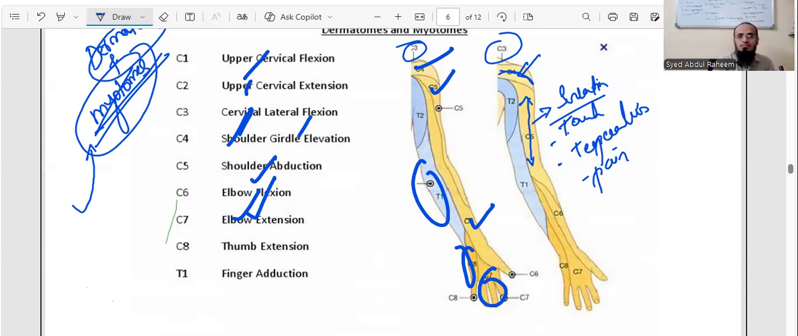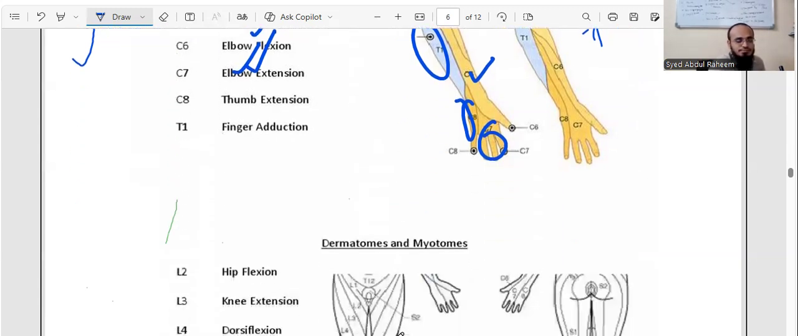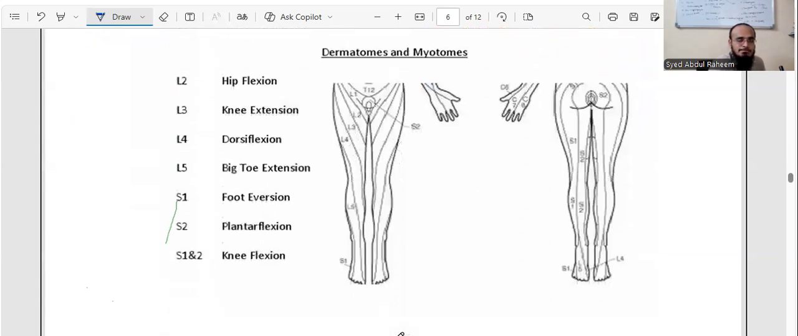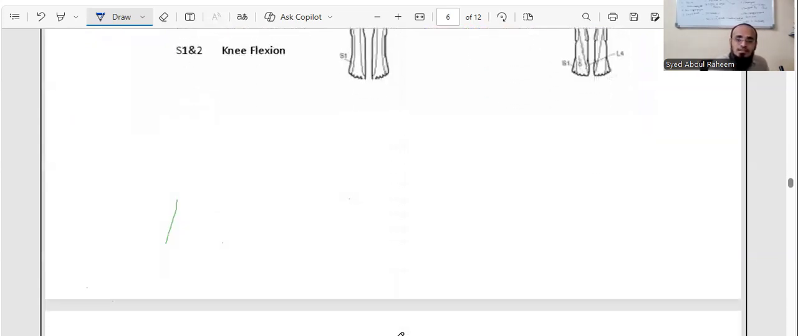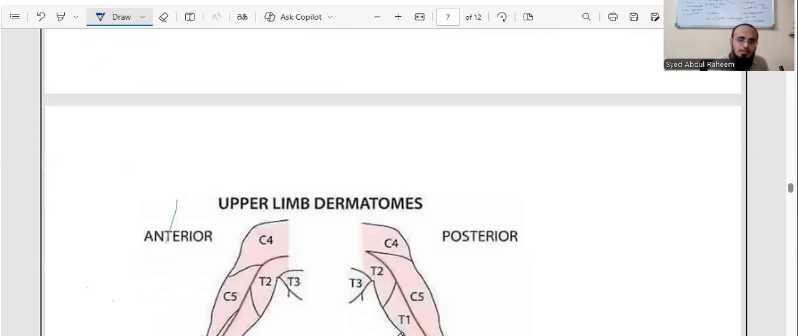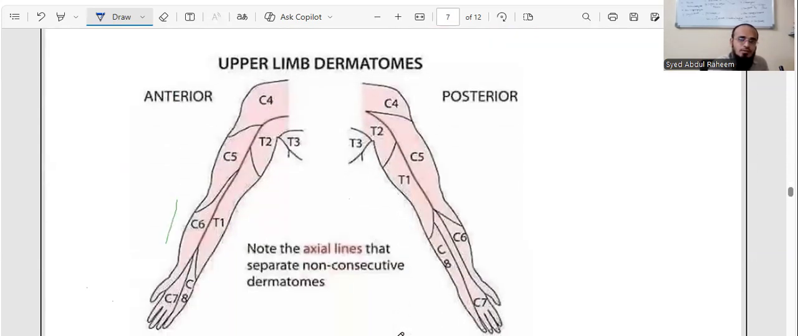These are the simple things we have to remember when doing clinical examination. Lower limb, we will discuss later in the lower limb section. This is also dermatomes: C4, this area, C5, C6, C7, C8, T1, T2, and T3.